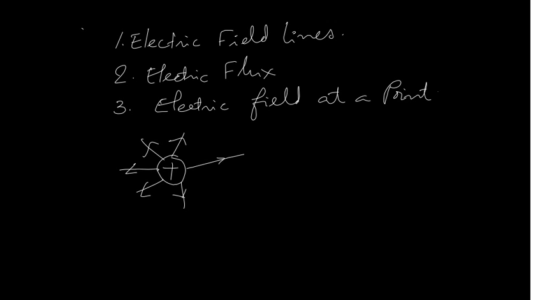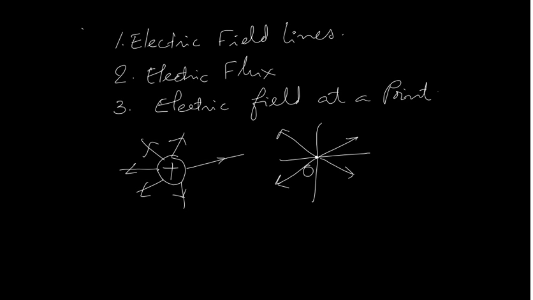For ease or convenience, we assume that a charge is placed at the origin O, and then we start drawing. If the line is longer, the field strength is more. If the line is shorter, the field strength is less. Like that you draw in all directions. So these are all imaginary lines.